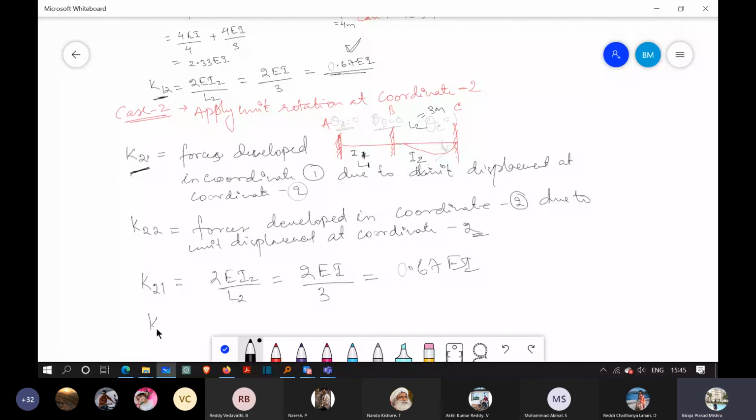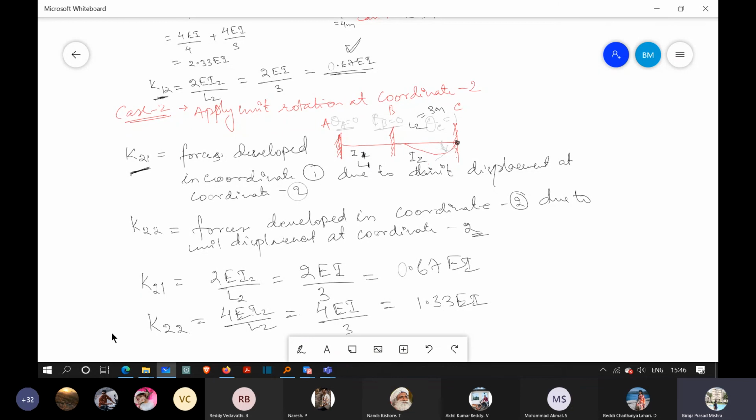And K22 will be forces developed at coordinate 2 due to unit displacement applied at coordinate 2 itself. So it will be 4EI2 by L2, that is 4E, I2 is I and L2 is 3 meters. So this becomes 1.33 EI.